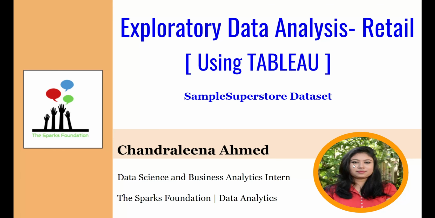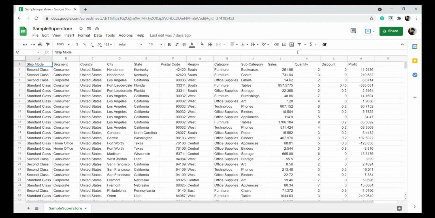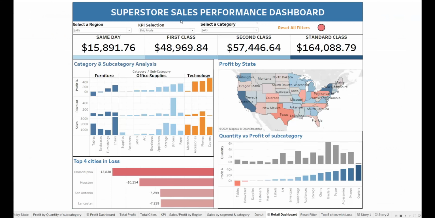So let's get started. This is the sample Superstore dataset that I have used to create the dashboard in Tableau. The columns are ship mode, segment, country, city, state, postal code, region, category, subcategory, sales, quantity, discount, and profit. This is the Superstore sales performance dashboard that I have built, which will help us to explore the data with interactive visualization. Let me show you an overview of this, then I will deep dive into our analysis.